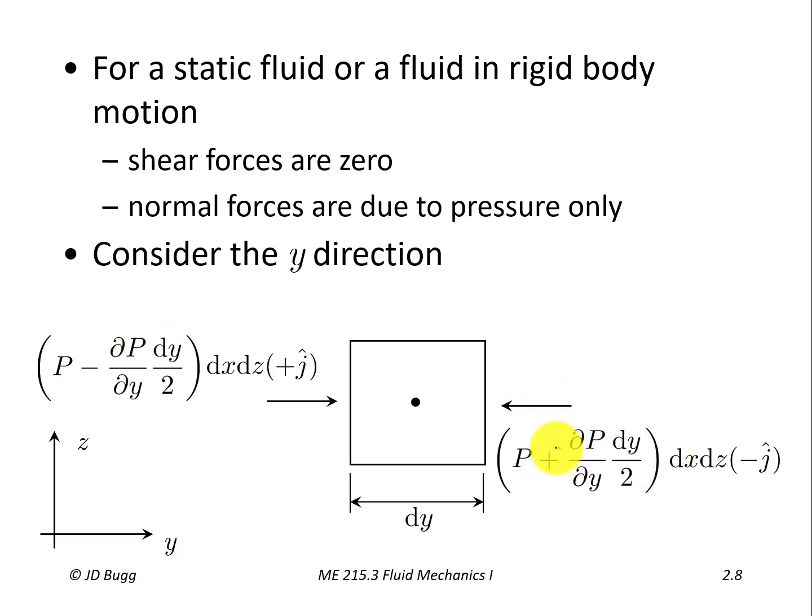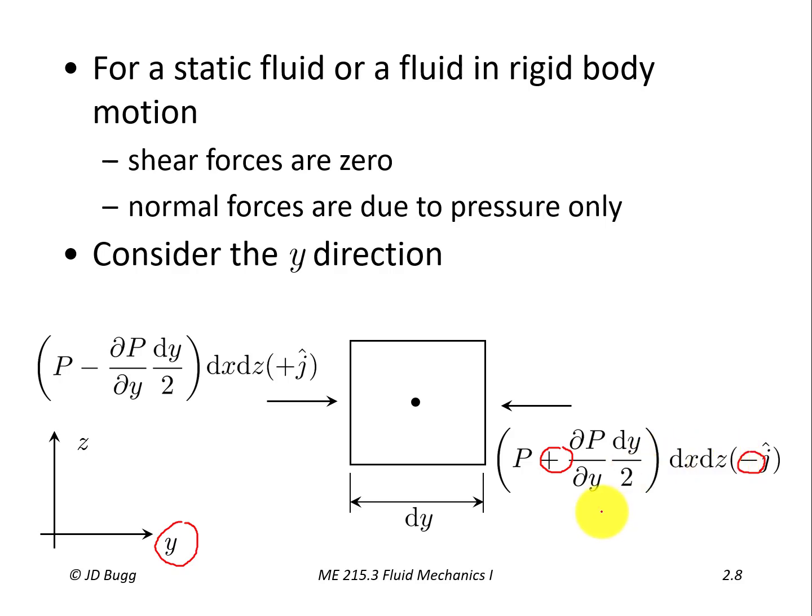First one, we have a positive sign here, so P plus partial p partial y times dy over 2. That's because to get from here to here, we're moving in the positive y direction, so that sign is different there. And the other difference is this force is now in the negative j hat direction, so this sign, which was positive, becomes negative. So the only difference between these two expressions is those two signs.